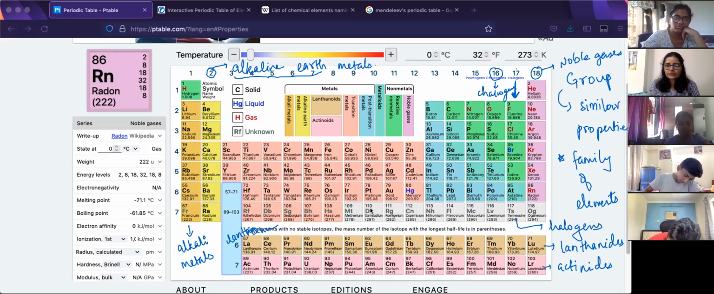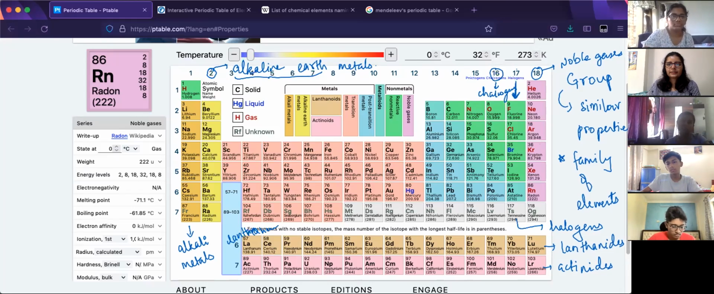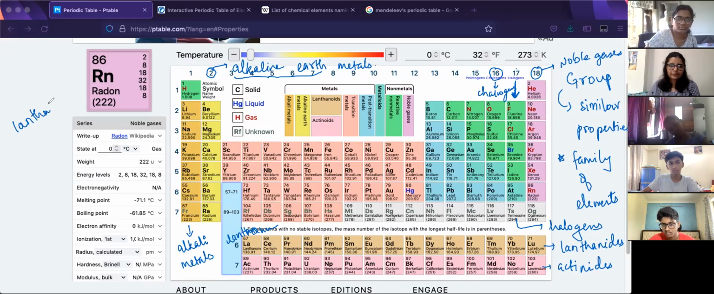Okay, what else can we talk about? Sometimes in your textbook, instead of lanthanides, you may also come across the word lanthanoids. Both are right; you'll come across both. Lanthanoids and actinoids, it's OIDS instead of IDS, either or. What else do we have? Why are all inert atoms gases?